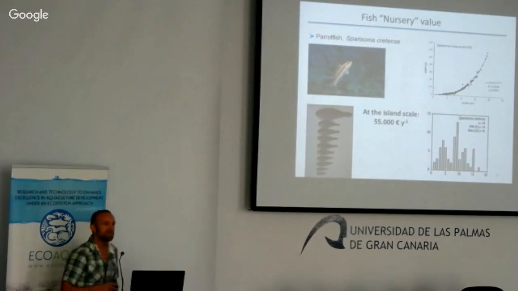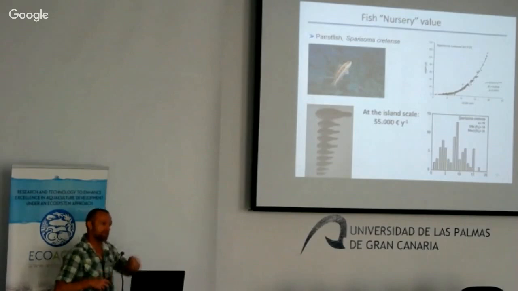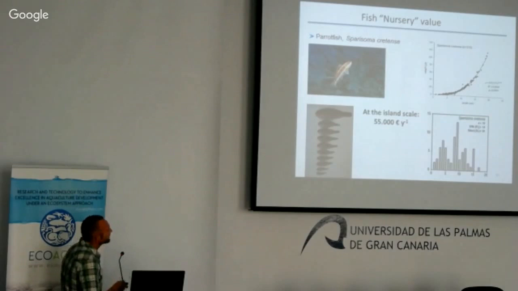If we take into consideration the amount of seagrass meadows that we have in one island, for example, in Gran Canaria Island, we are able to estimate the value of that particular production by taking into account the market prices of these target species. In the particular case of the parrotfish, we have estimated that the value of this production per year, taking into account the entire island perimeter, reaches €55,000.